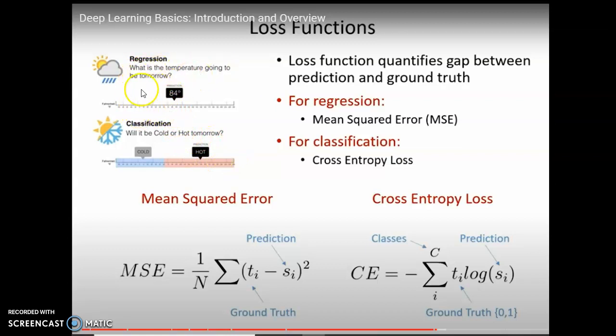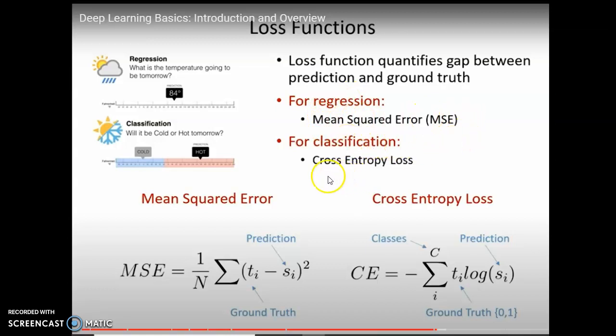What is the temperature going to be tomorrow? 84 degrees Celsius. A loss function quantifies the gap between prediction and ground truth. For regression, mean square error, MSE.